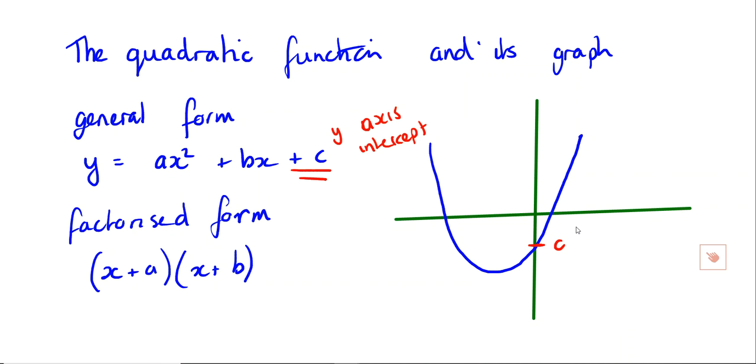Yeah? B affects the vertex, and then also that would also affect the y-intercept too. Does it? Actually, no, it doesn't. Doesn't, does it? No, it doesn't. So A does affect the gradient of the line. But what do we know about the gradient of a curve?